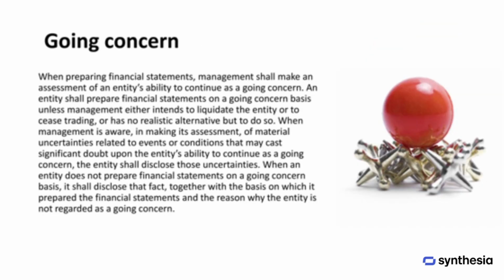When preparing financial statements, management must assess the entity's ability to continue as a going concern. Financial statements should be prepared on a going concern basis unless management intends to liquidate the entity, cease trading, or has no realistic alternative but to do so. If management identifies material uncertainties that could cast significant doubt on the entity's ability to continue as a going concern, those uncertainties must be disclosed. If financial statements are not prepared on a going concern basis, the entity must disclose this fact, along with the basis used for preparation and the reasons why it is not considered a going concern.